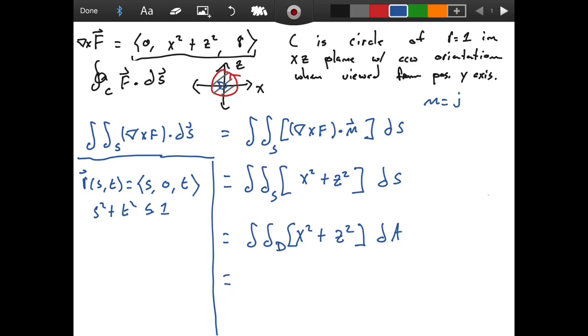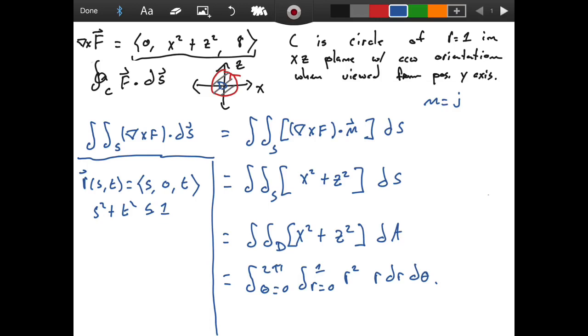Okay, so now this is a perfect polar coordinates problem. We can say x is equal to r cosine theta, z is equal to r sine theta. So this is the integral theta equals 0 to 2 pi, r equals 0 to 1, x squared plus z squared is r squared, and then we have the r dr d theta. Okay, and that's equal to whatever it's equal to.